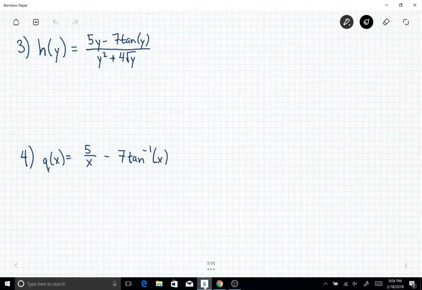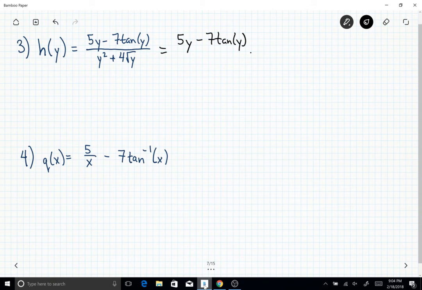Okay, moving forward, some other rules that we're going to need to use. Another way to write this one, just to make your life a little easier, we can write this as 5y minus 7 tangent y all over y squared plus 4, and what might look a little better for y'all is y to the 1/2 power. So that way when we calculate h prime of y, we need to use the quotient rule.